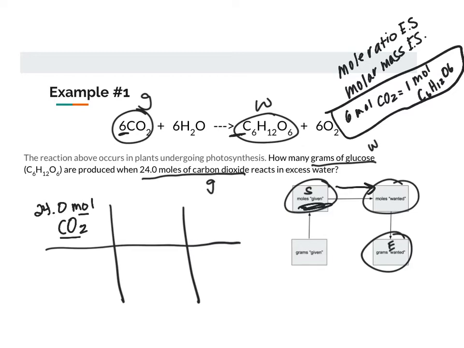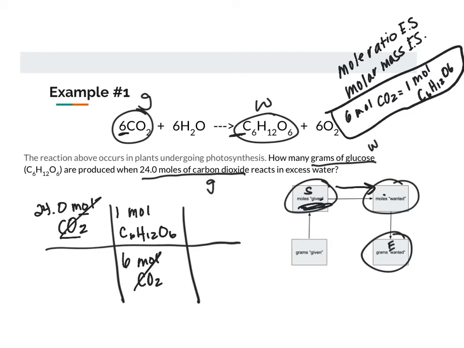So I know that from my conversion factor, my equal statement, my mole ratio, I'm going to put the 6 moles of CO2 down here so that I can cancel them out. And then I will put the 1 mole of C6H12O6 here. All right, so now I got from here to here.